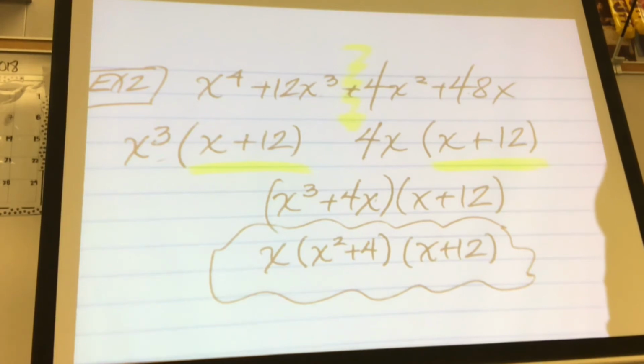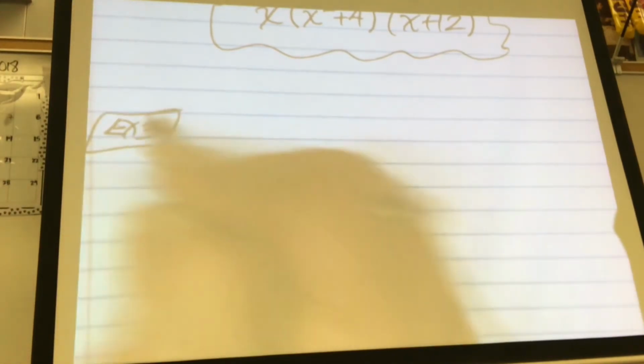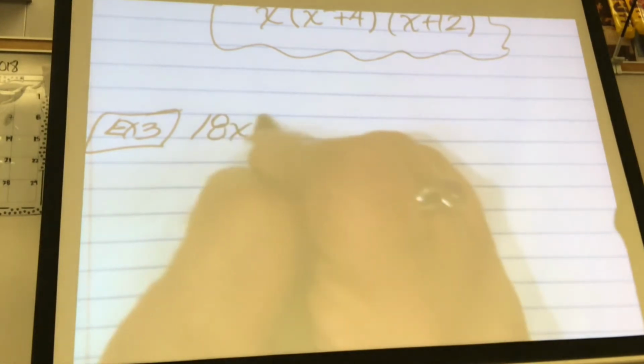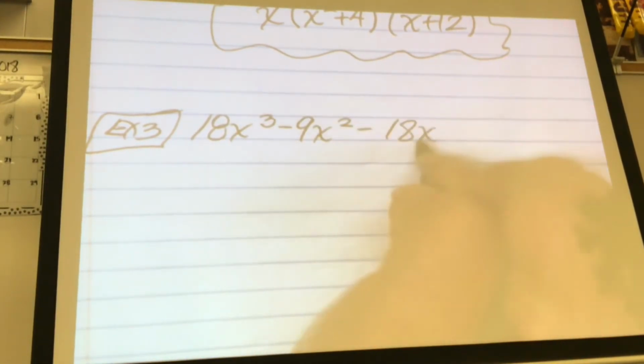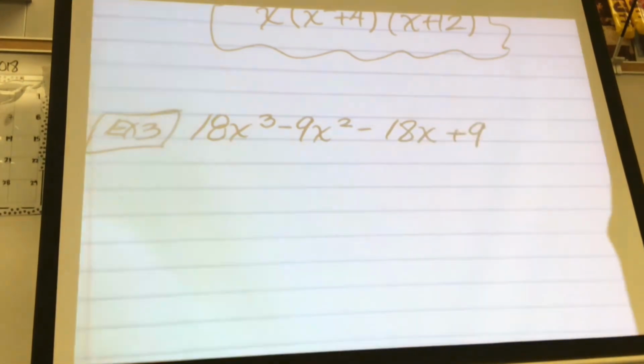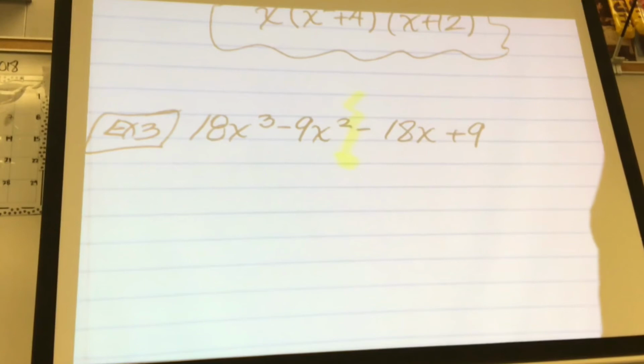We'll do another one together. Sample 3. Let's do another one. 18x cubed minus 9x squared minus 18x plus 9. Let's go lightning bolt. Hopefully it works.